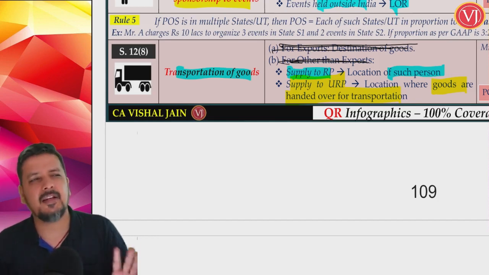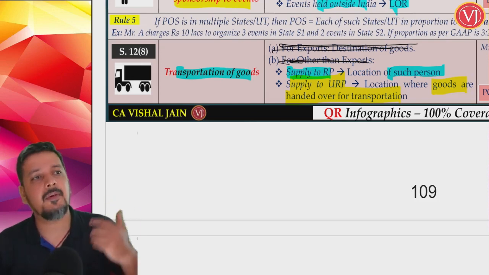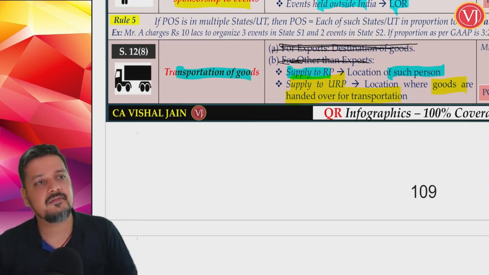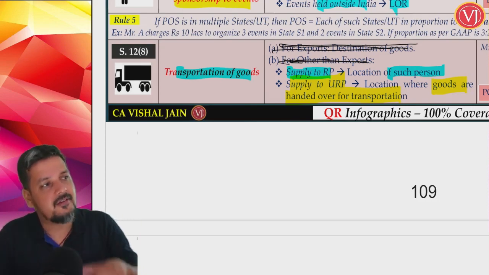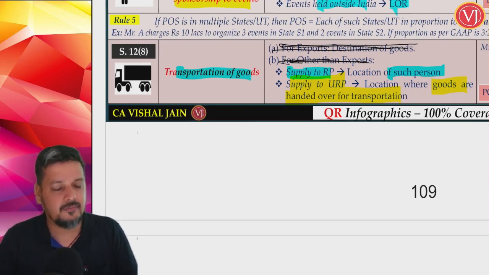I'm not writing it, simple. Recipient is Maharashtra registered, answer is Maharashtra. Recipient is Maharashtra not registered, where the goods are handed over for delivery, answer is Tamil Nadu.